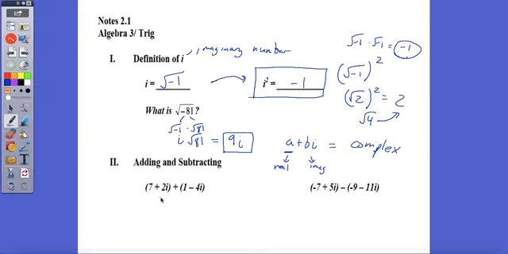So, doing some examples. When we add two polynomials, we simply just combine like terms. So 7 and 1 make 8. 2i and negative 4i make negative 2i. And that's your final answer, 8 minus 2i.